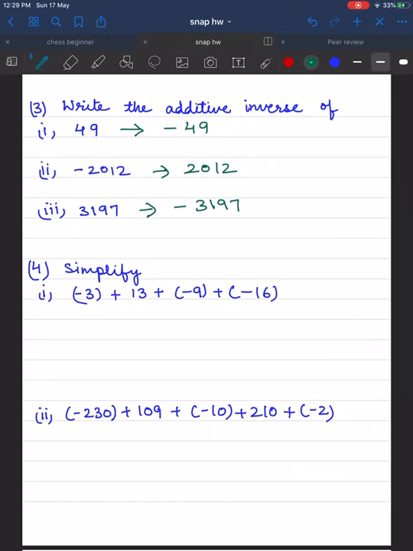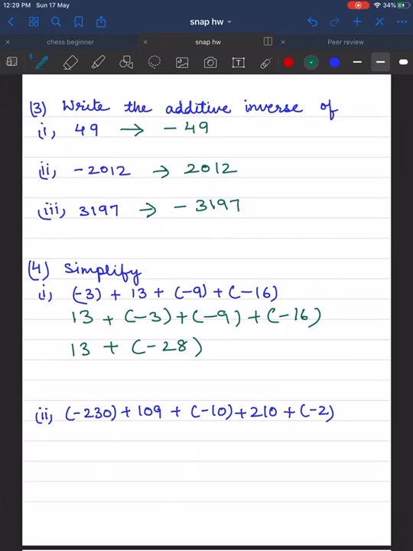Now next is simplify. So let's do this. So here you can see some positive integers and negative integers. So first I write the positive integer. There is only one positive integer, so I write that, 13. Then I write all the negative integers. Now if I add all the negative integers, I will get minus 28.